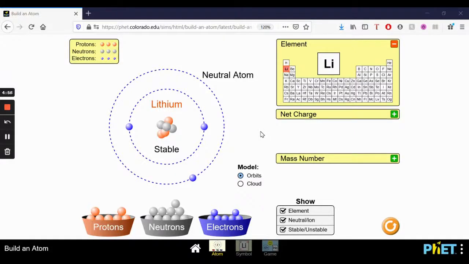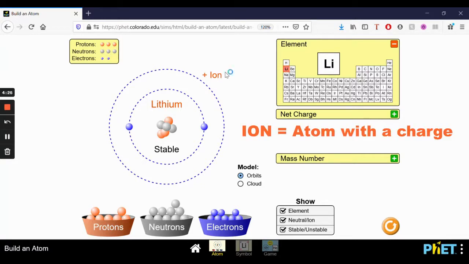Remember that an atom is made of protons and neutrons in the nucleus and electrons outside of the nucleus. Atoms can gain and lose electrons since they are on the outside of the atom. When they gain or lose an electron, they change their charge. And so you can see here, by losing that electron, lithium got a positive charge. And we call an atom with a charge an ion.